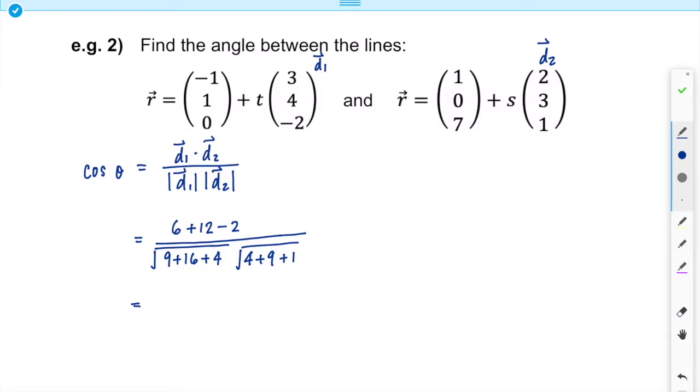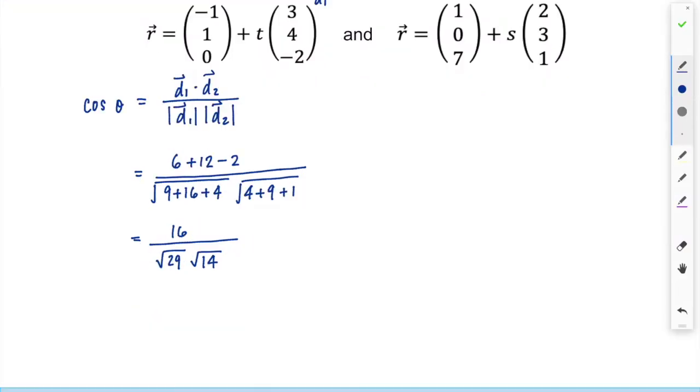Let's simplify. I have 16 at the top. Over the denominator, I have square root of 29 times the square root of 14. And of course, to find theta, I need to take arc cos of 16 over square root of 29 times 14. And if I use my calculator to find this angle, it is 37.4 degrees, rounded to 3 significant figures.